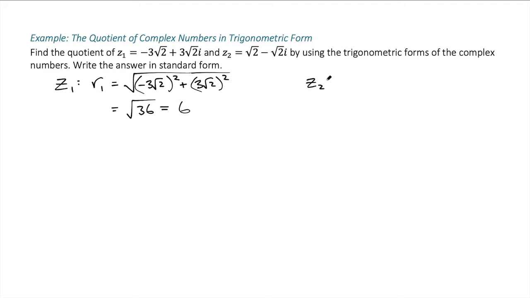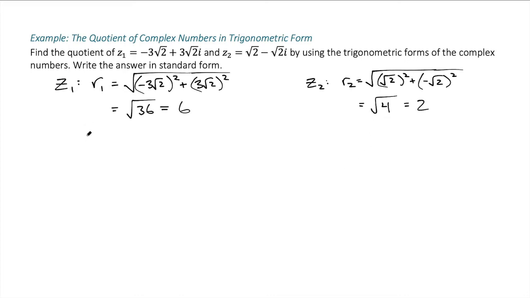Similarly for z2, r2 is the square root of a squared plus b squared. That's root 2 squared plus negative root 2 squared. Well, that's the square root of 2 plus 2, which is 4. Square root of 4 is 2. So we have r1 and r2.